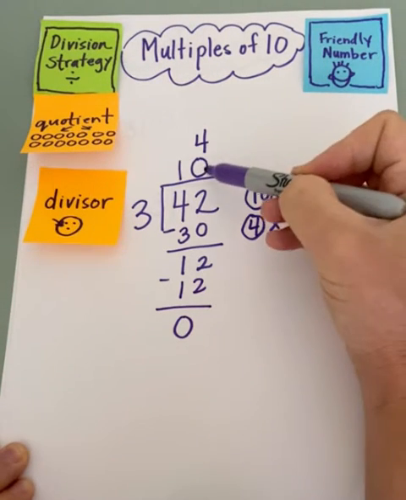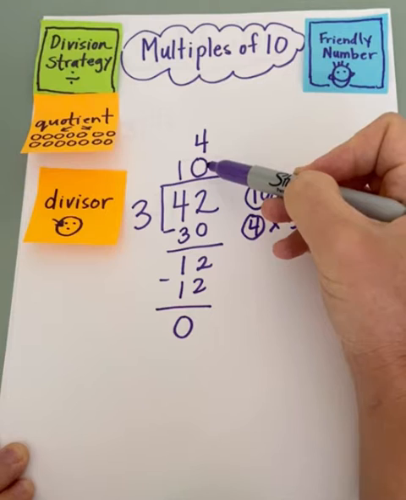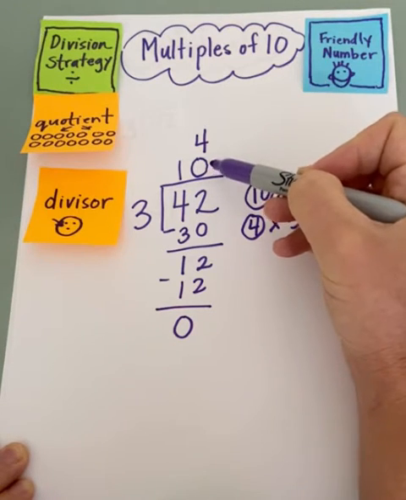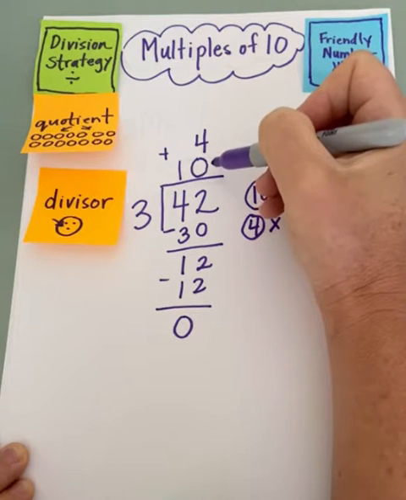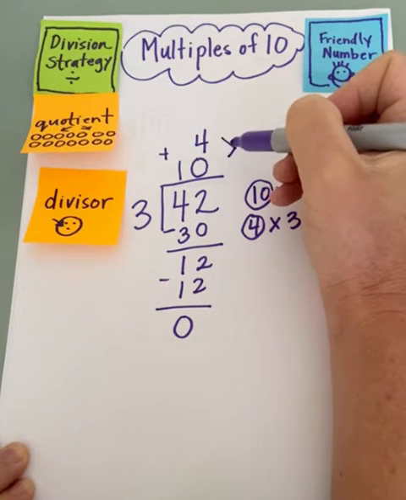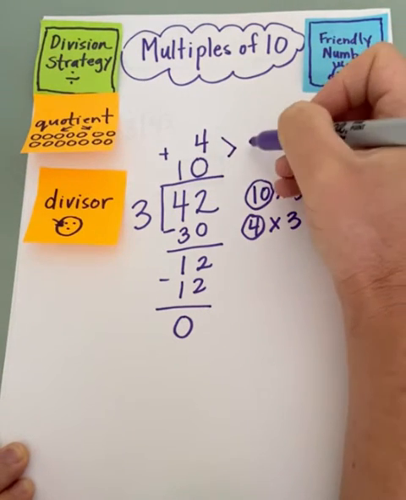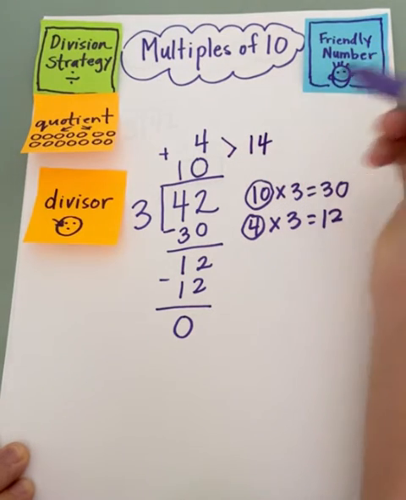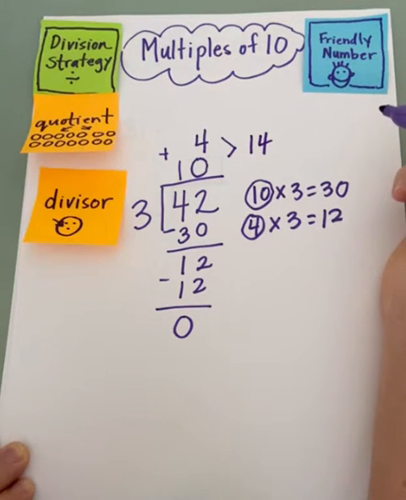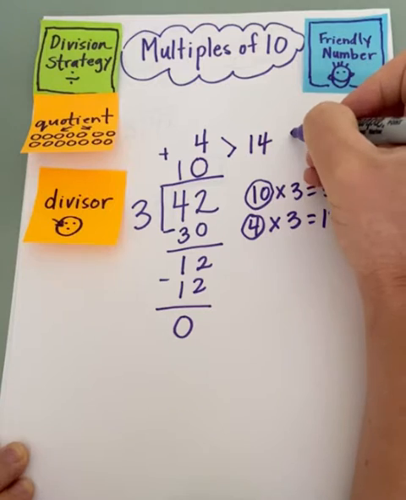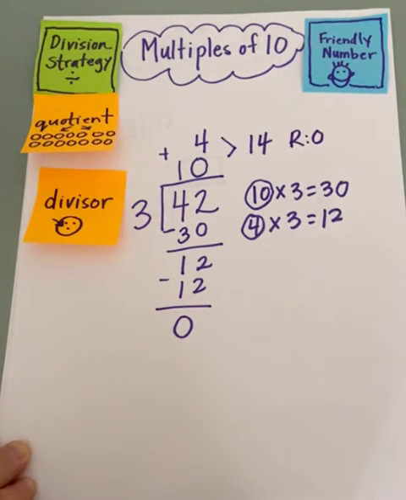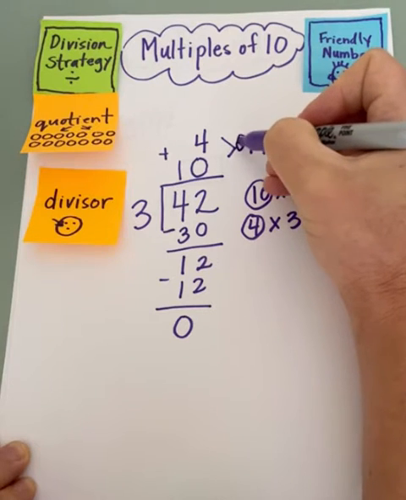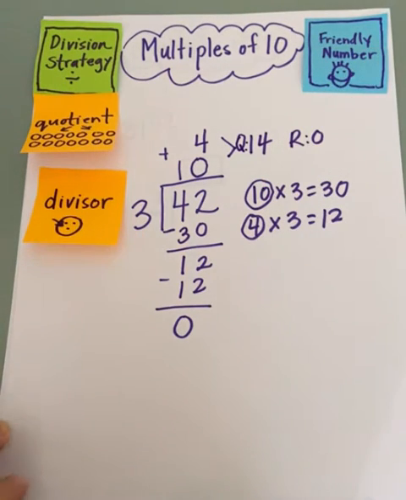Finally, I'm going to need to add my groups of 3 together to find the quotient. So I'm going to add 4 groups of 3 and 10 groups of 3, which is 14 groups of 3 with no remainders. I think I'm going to put here R0 to show there's no remainders. And over here I can put Q, and that is my quotient.